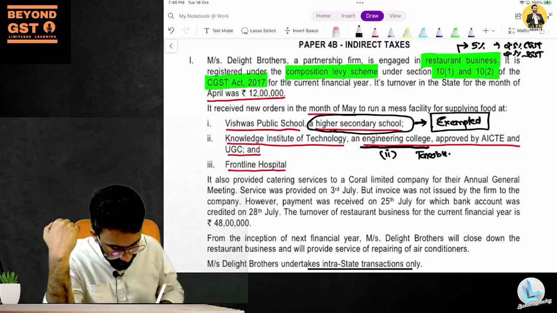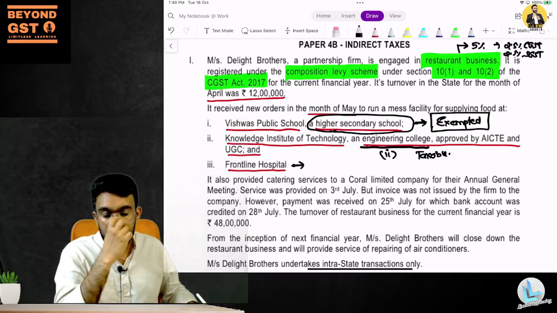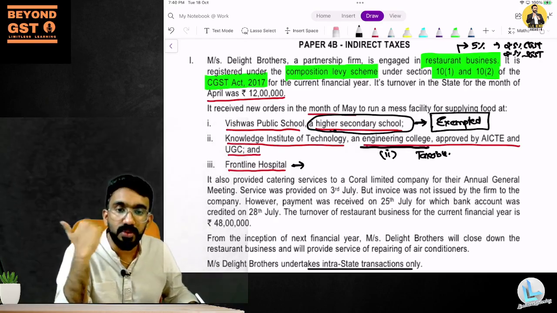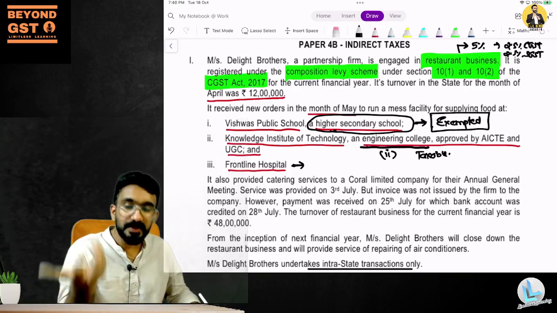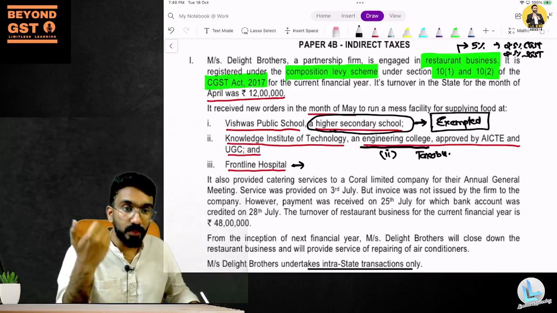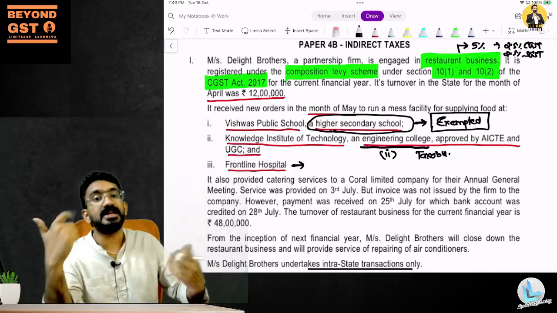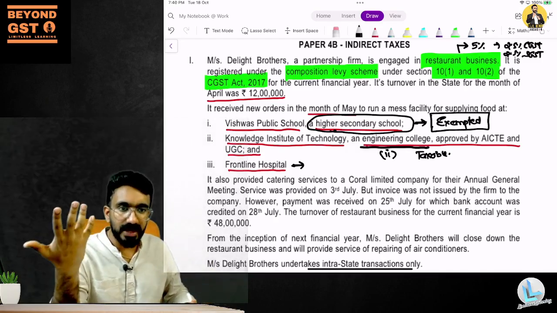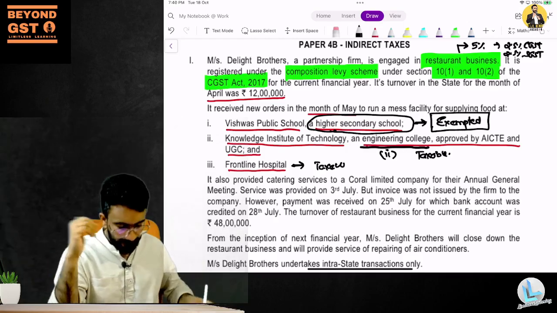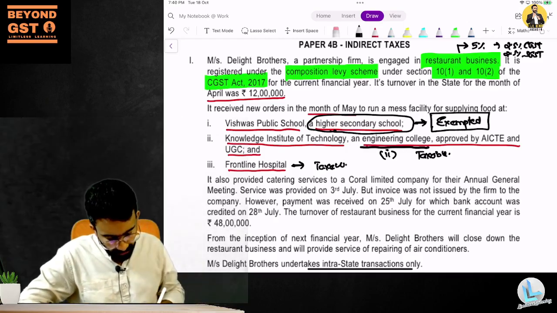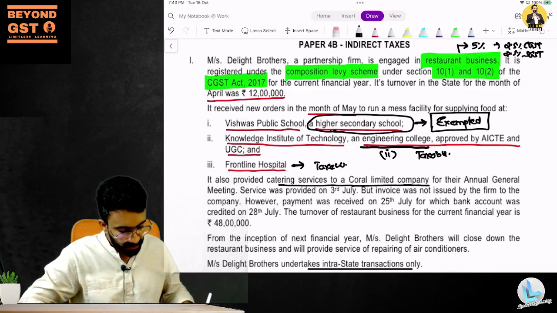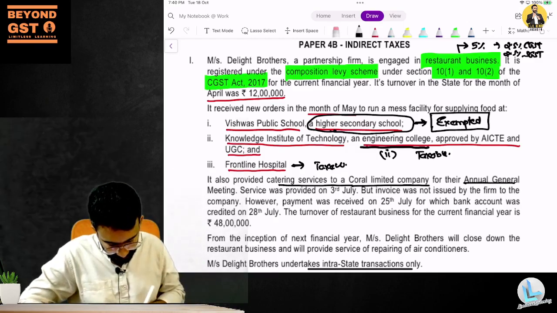Now, hospital. There is no exemption available when I provide service to a hospital. So when the hospital is providing consultation, there is an exemption. When the hospital is giving food to its admitted patients, there is an exemption. Now, if I provide to a hospital, there is no exemption. That's also taxable.